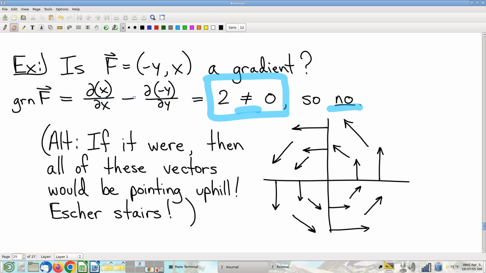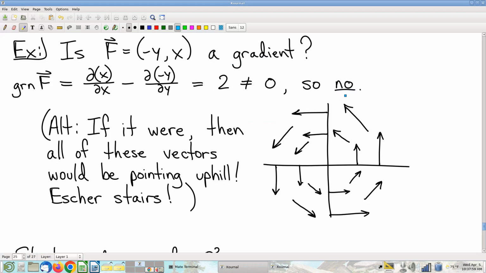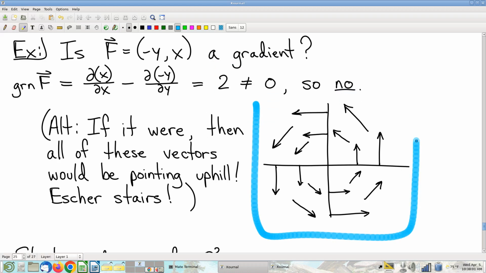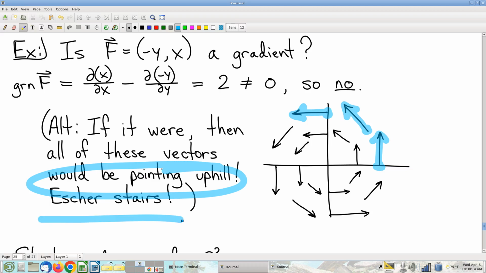Okay. All right. And then real quick observation. Just looking at the picture, of course it's not a gradient. If it was a gradient, then all of these vectors would be pointing uphill. How could all of these vectors be pointing uphill? If they were all pointing uphill, we'd have an Escher stairs situation. We already know that that's not possible. These cannot all be pointing uphill.